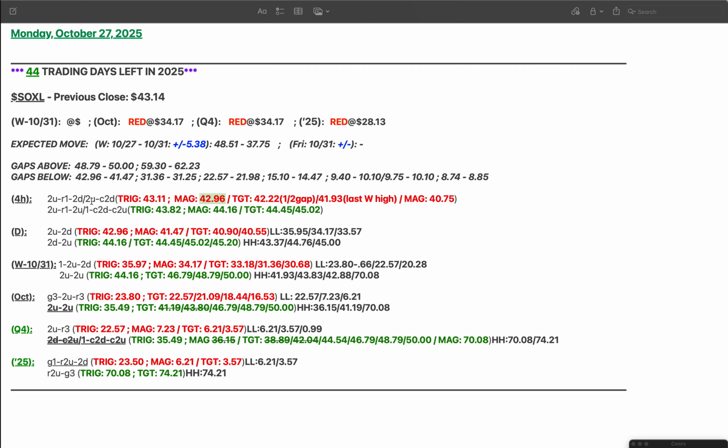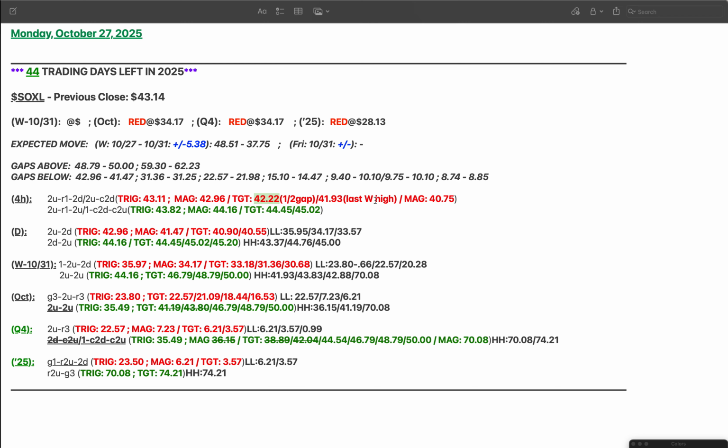But once we get past 42.96 to the downside, that triggers a 2 up combo 2 down. Now that magnitude is 40.75. Now we're in the face of an uptrend, so we want to have some intermediate targets. First one being 42.22, which is half of the gap. And then 41.93, which is last week's high.